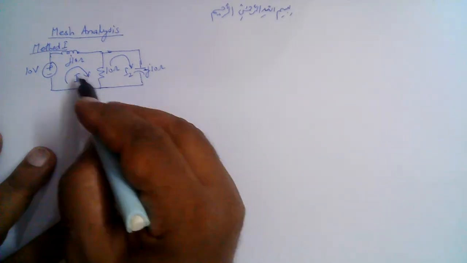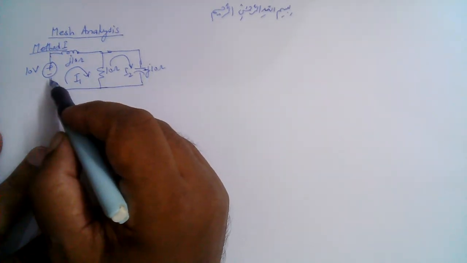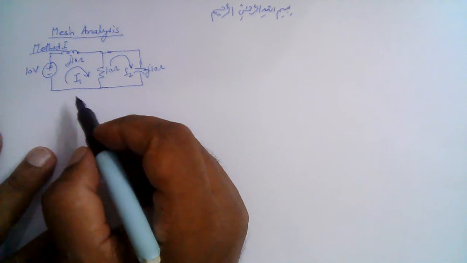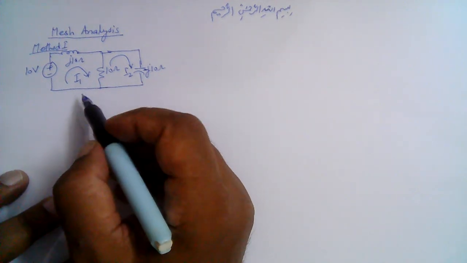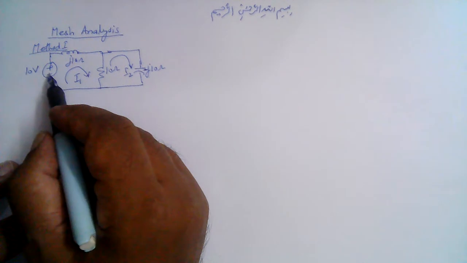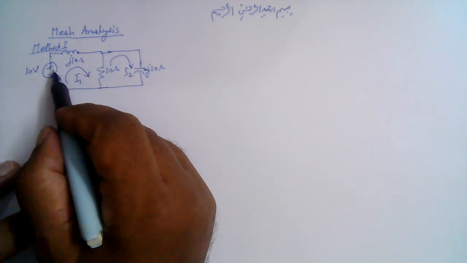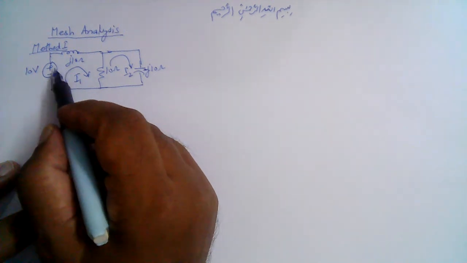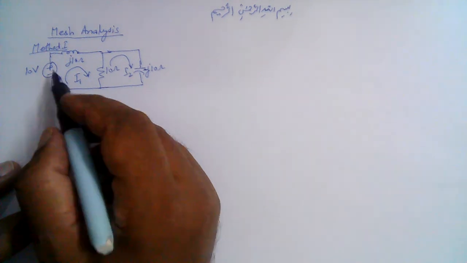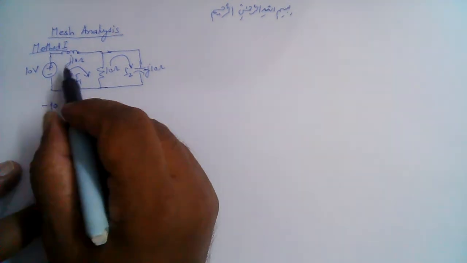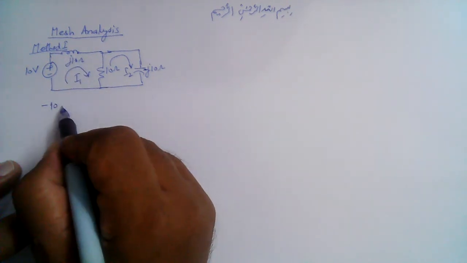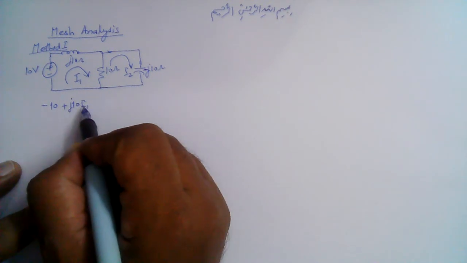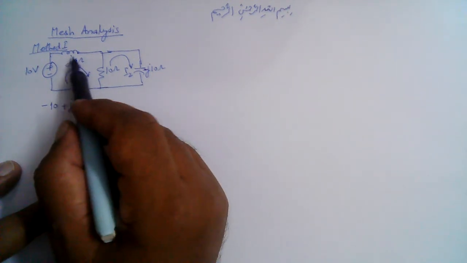The voltage drops here and the voltage sources here, their sign can be chosen using two different conventions. For example, we can either choose this as minus 10 when the current is entering this voltage source from the negative terminal, we take it negative, and when it is entering it from the positive terminal, then we can take it as positive. So this can be minus 10, and then the voltage drop across an impedance will be taken as positive, that will be J10 I1.